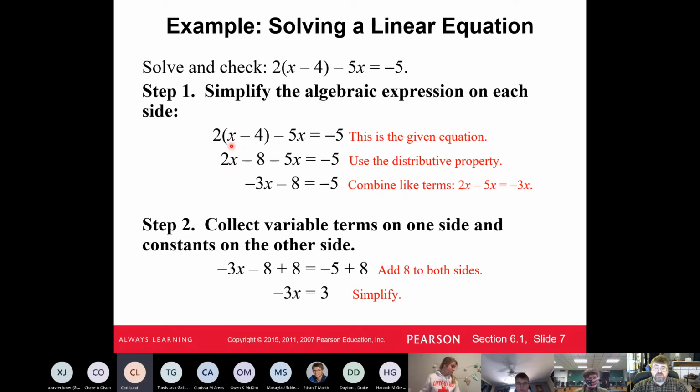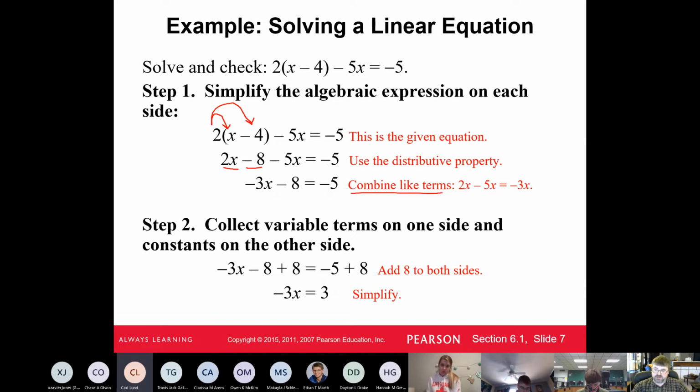So the first part of simplification is getting rid of grouping symbols, which include parentheses. So the first thing we're going to do is we're going to distribute to get rid of those grouping symbols. So we're going to distribute the 2 to x. We get 2 times x, that's 2x, and then 2 times negative 4 is negative 8. And so we now have 2x minus 8 minus 5x equals negative 5.